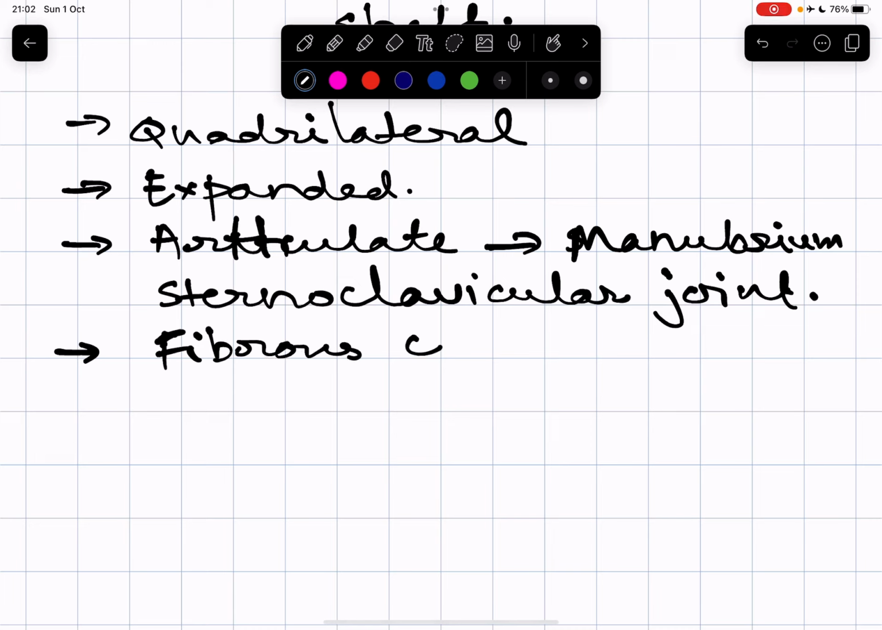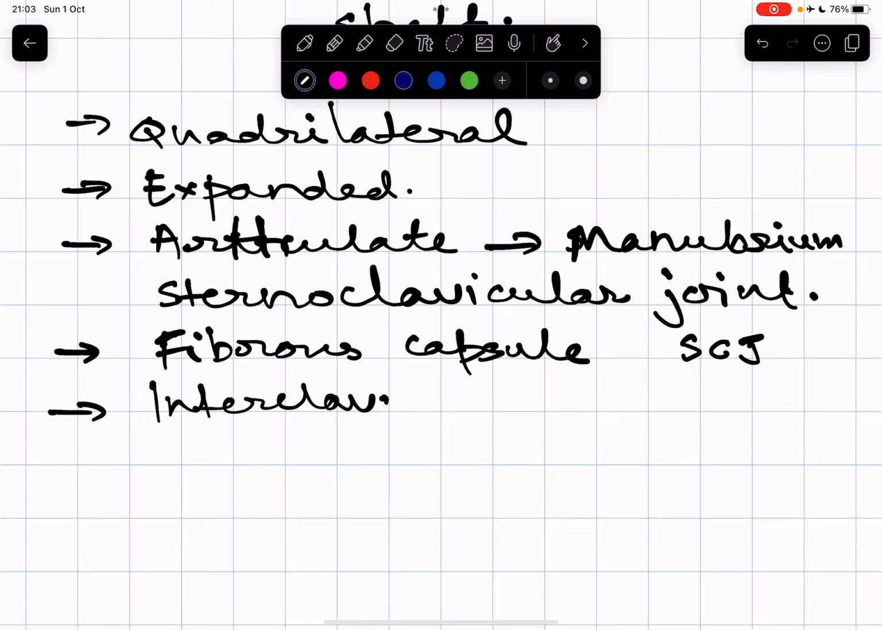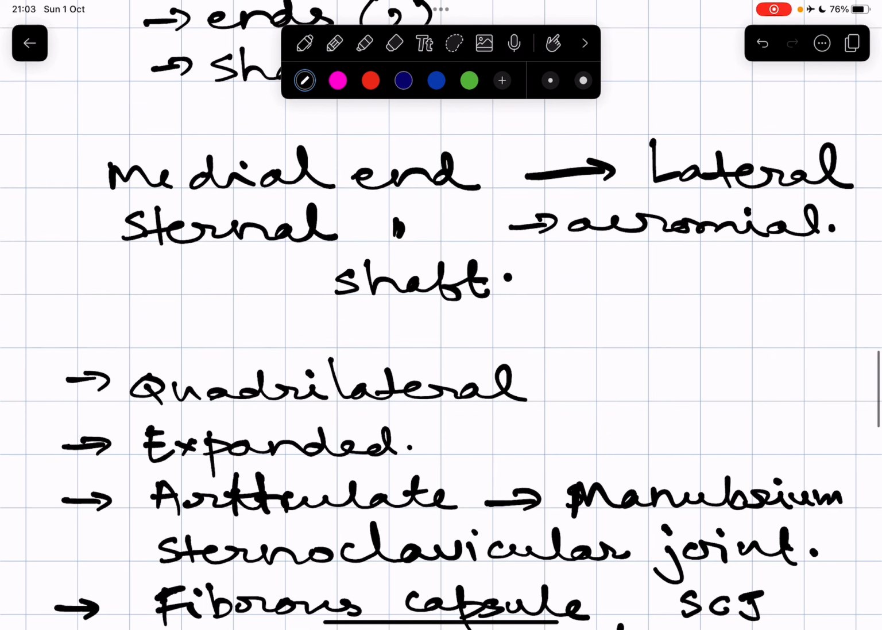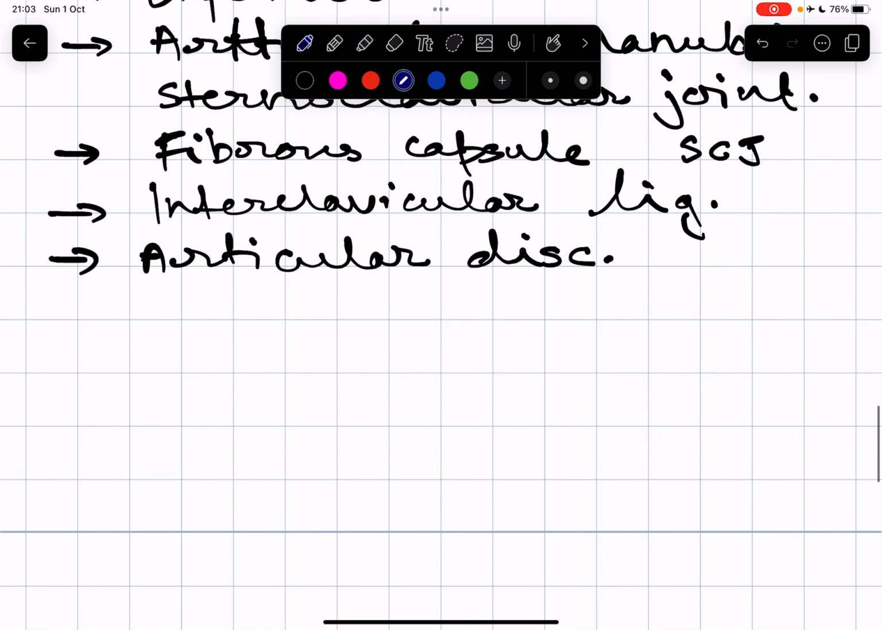So what is a fibrous capsule? In any synovial joint, you see the joint is packed on the outside by a structure called the fibrous capsule. So the fibrous capsule of the sternoclavicular joint is attached to the periphery of the medial end of the clavicle. It also gives attachment to the interclavicular ligament and the articular disc of the sternoclavicular joint. So this is about the medial end of the clavicle.